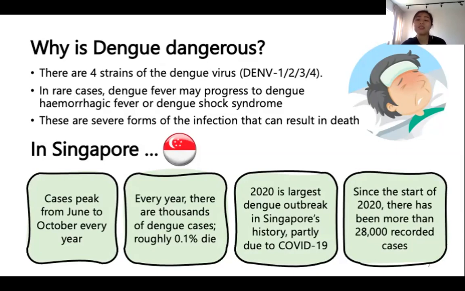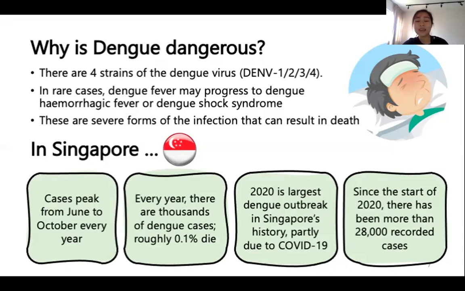And this year is actually the largest dengue outbreak in Singapore's history. And it's actually partly due to COVID-19, because one major contributor to the spike in dengue cases was actually the circuit breaker and the stay-home measures. So this led to less frequent checks on the various breeding sites, and because of this, there was an increase in the number of residential breeding sites.